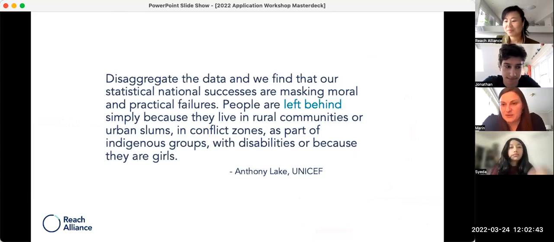We are inspired by the Sustainable Development Goals. That's really the impetus for this whole initiative that we're going to be speaking to you about today. We see this quote here from Anthony Lake: "Disaggregate the data and we find that our statistical national successes are masking moral and practical failures. People are left behind simply because they live in rural communities, urban slums, conflict zones, or are part of Indigenous groups, people with disabilities, or because they are girls." This is really what we are most interested in. This is the population and group of people that we care very deeply about here at the REACH Alliance, and really understanding how it is that essential goods and services are reaching those that are left behind for a variety of reasons.